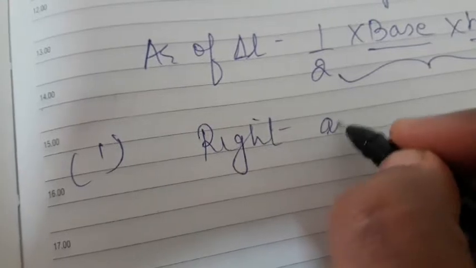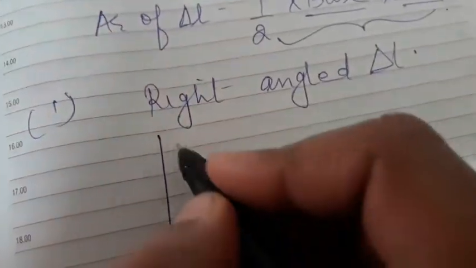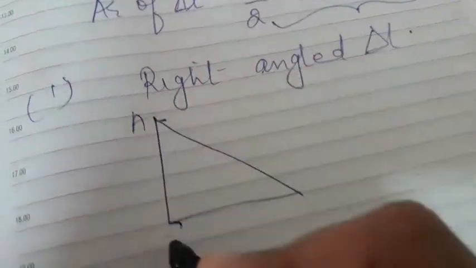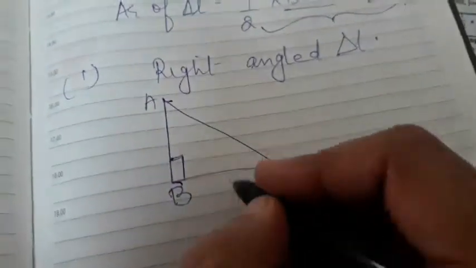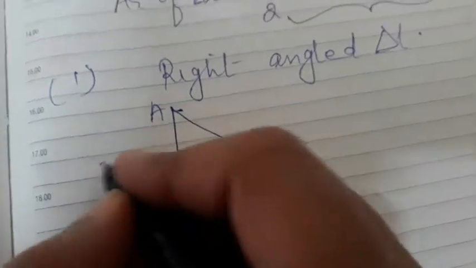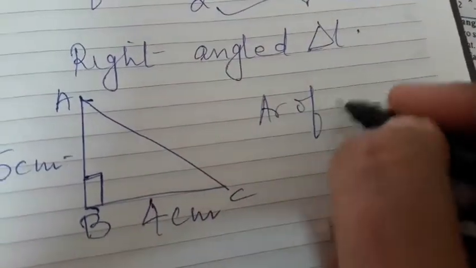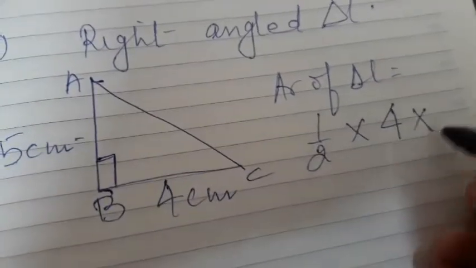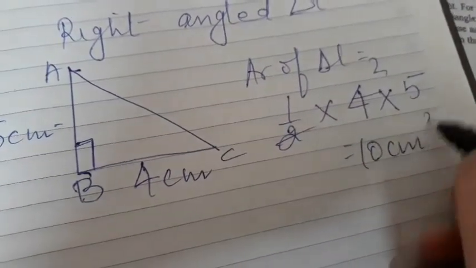Let us consider a right angle triangle. Now, this is a right angle triangle ABC. Let us consider this side as 4 centimeter, this as 5 centimeter. So to find the area of the triangle, we will write half into base into height. Okay, so that will give you 10 centimeter square.